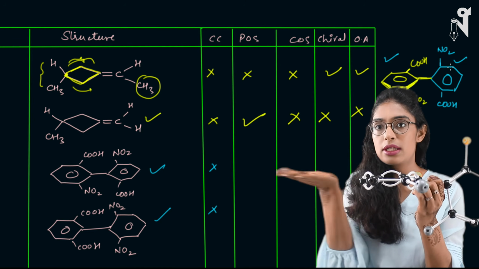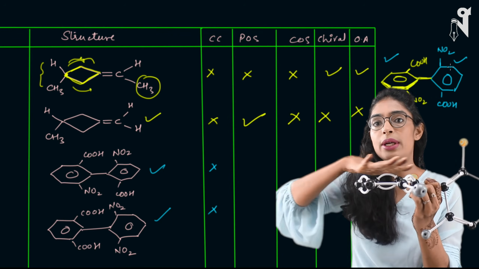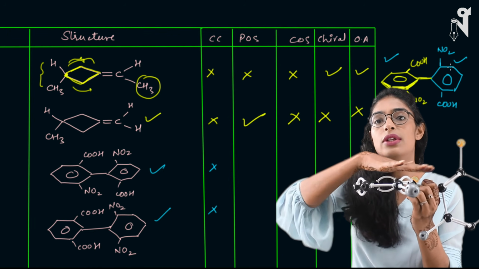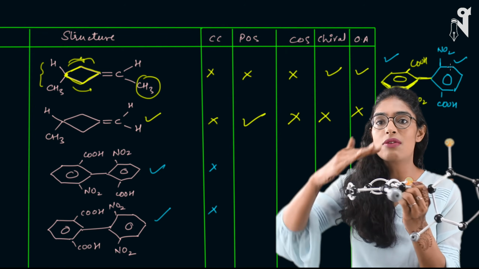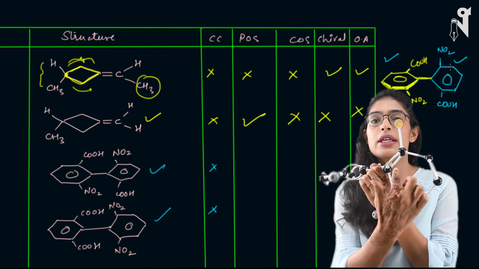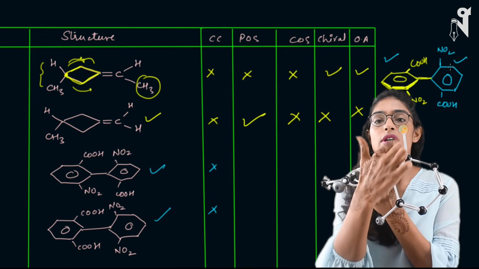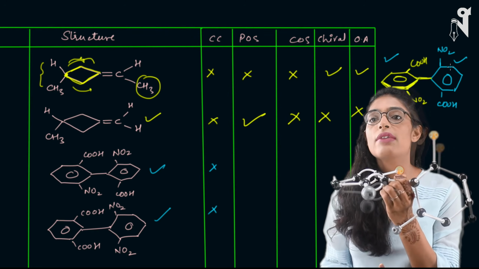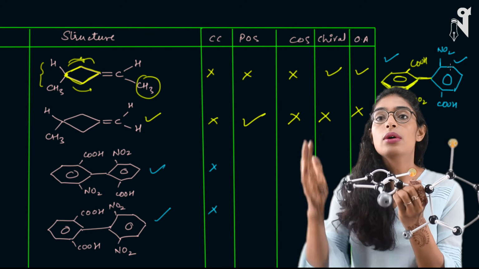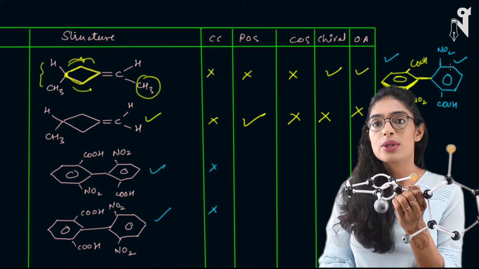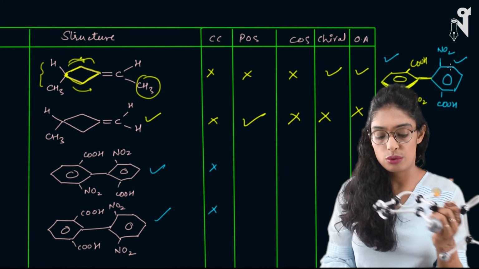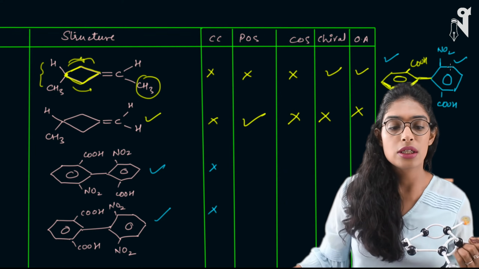Same way, if I cut it horizontally, every atom of this ring will get divided into two equal halves. But what about this ring? This ring will get split from the center. The first half will have COH and the second half will have NO2. Again, no mirror image, no equal halves. So is POS existing in this molecule? No. No POS.